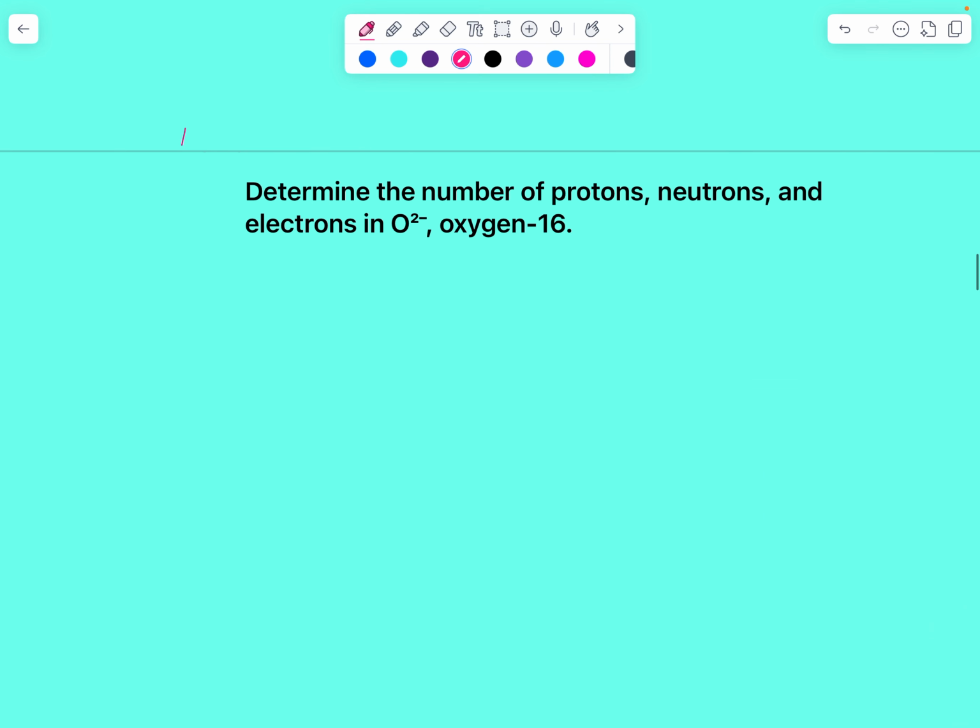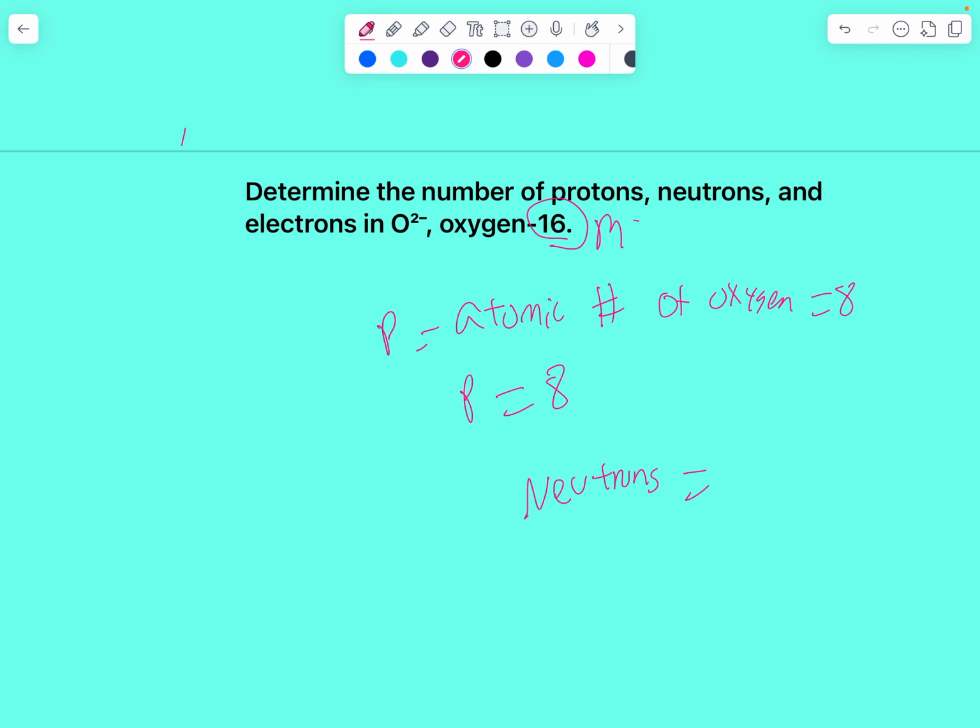Determine the number of protons, neutrons, and electrons in O2 minus, oxygen-16. Okay. The atomic number, it's kind of like at the top of the letter in the periodic table. Atomic number of oxygen is 8. And the atomic number equals protons. So protons equals 8. Neutrons is the mass number minus the atomic number. What's the mass number? 16. When they give that to you, that's the mass number. So 16 minus the atomic number of 8 is 8. So neutrons equals 8.